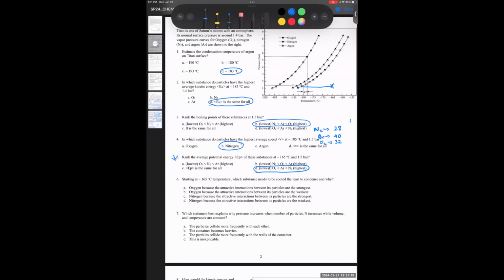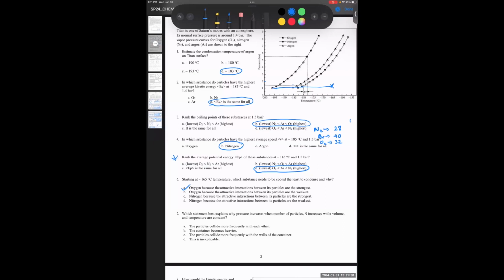And then argon, and then we need to cool a lot to condense nitrogen. So therefore I'm going to pick oxygen, because attractive interactions between the particles are stronger, so it should be option A.